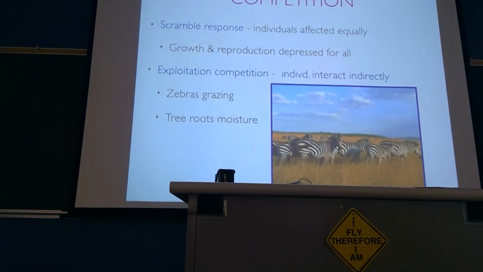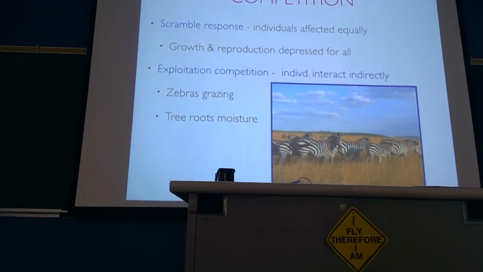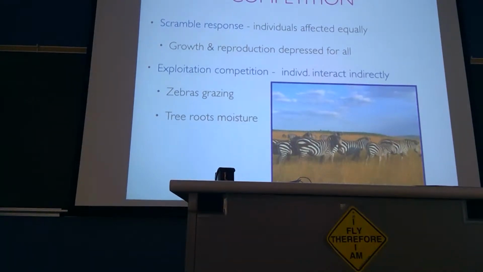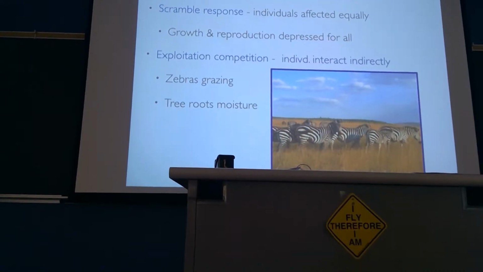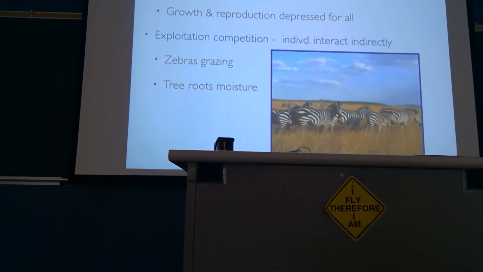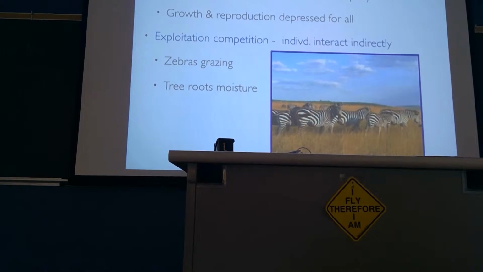Tree roots gaining access to moisture is definitely a scramble exploitation competition scenario. Each individual is competing on their own. When they take up the moisture, it's not available for their neighbor. The more trees there are, the greater the competition, but it's not like the tree roots are fighting each other underground. Although they do some cool stuff with compounds that they can release to inhibit root growth in neighboring plants. But that's exploitation scramble competition.